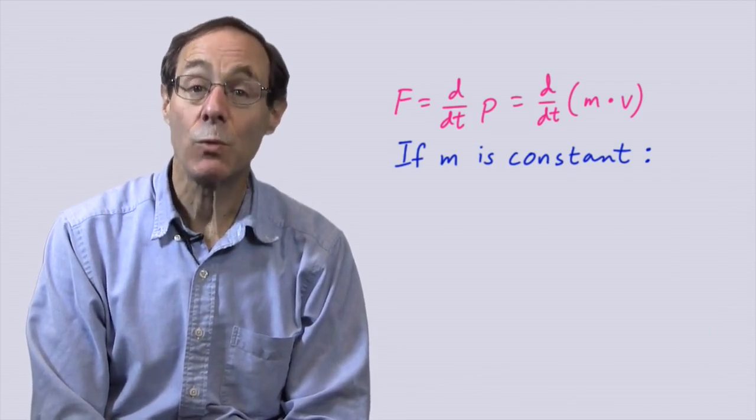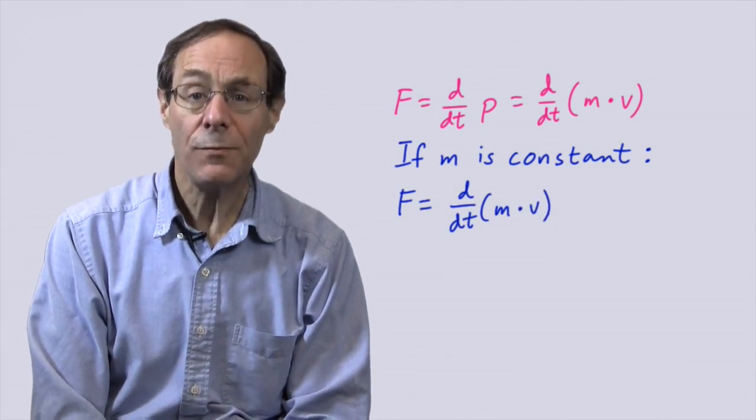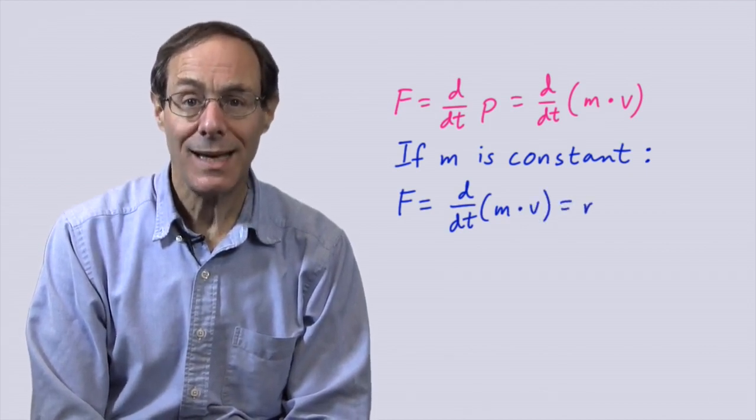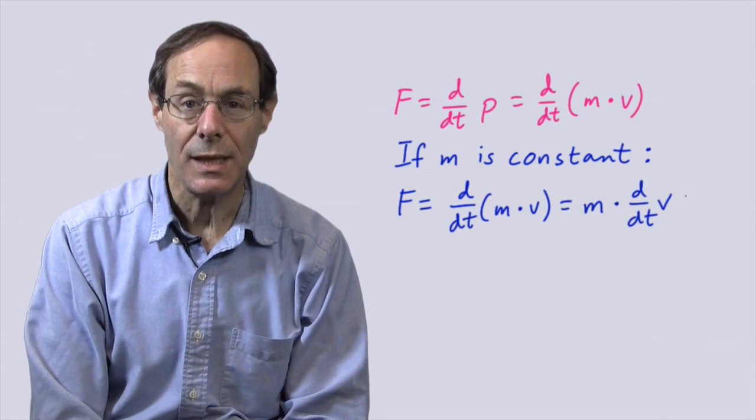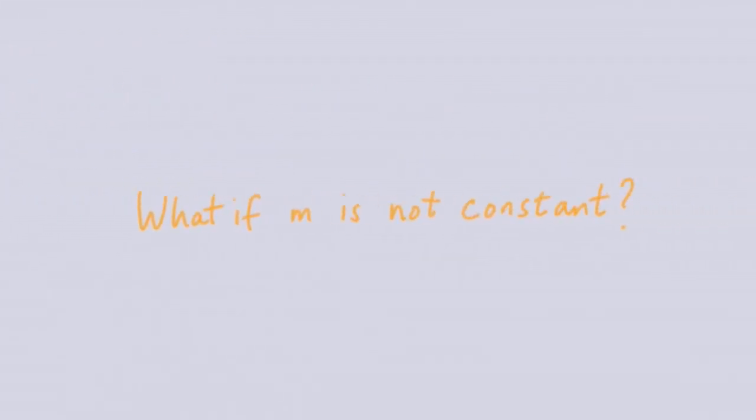That's because if we write the equation F is the derivative of m times v, we can factor out the constant m and get m times the derivative of velocity, which is m times acceleration. But what if the mass is not constant? Let's look at an example.